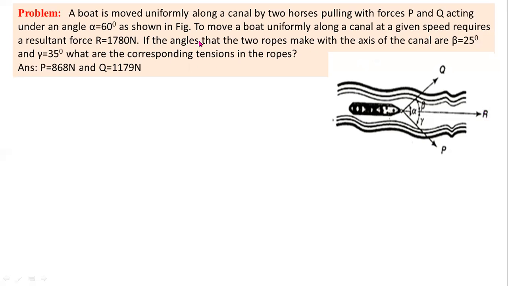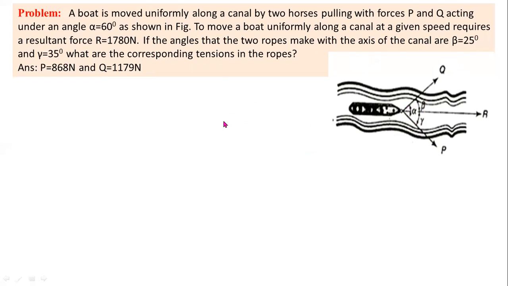If the angles that the two ropes make with the axis of the canal are beta equal to 25 degrees and gamma equal to 35 degrees. Now alpha equal to gamma plus beta, that is 60 degrees. The total angle between the two forces is 60 degrees, alpha equal to 60 degrees.